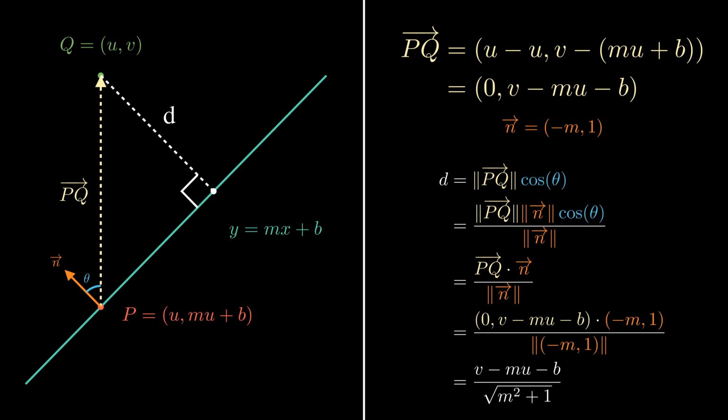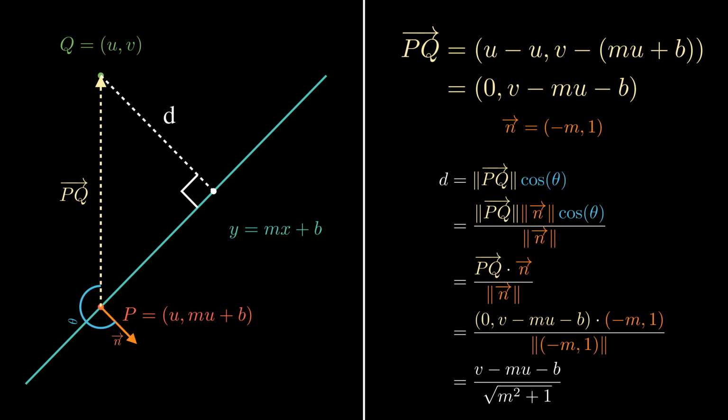However, there's a small detail to notice. We need d to be positive, which means cosine theta needs to be positive, or theta needs to be an acute angle. This is true when PQ and n are pointing in the same half space of the line. If we choose n to be pointing in the opposite direction, then cosine theta and the dot product will be negative. Therefore, by carefully choosing the orientation of n, the sign of the dot product lets us know which side of the line Q lies on.